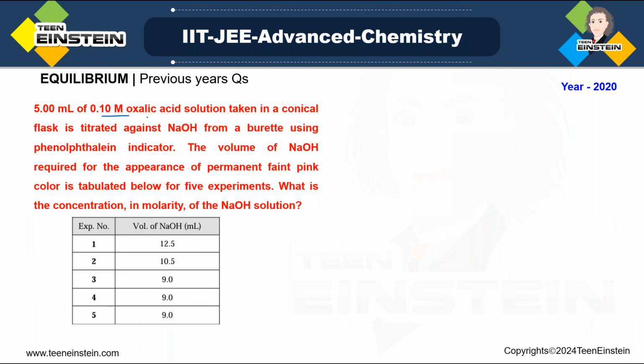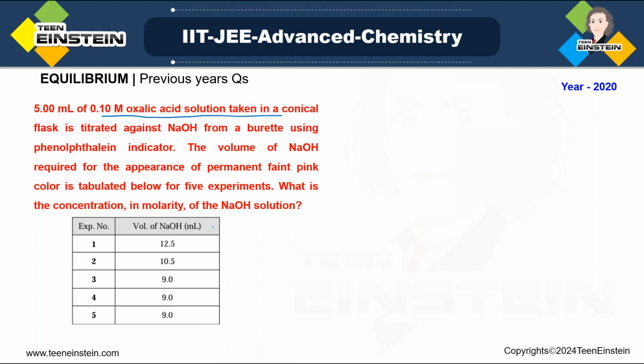5 ml of 0.1 molar oxalic acid solution is taken in a conical flask, and you are titrating it with NaOH. So you have taken NaOH in a burette, and gradually you are adding NaOH dropwise to the conical flask containing oxalic acid. And there is phenolphthalein indicator. We know whenever we add NaOH, if there is excess of hydroxide and basic medium, then phenolphthalein will generate a pink color.